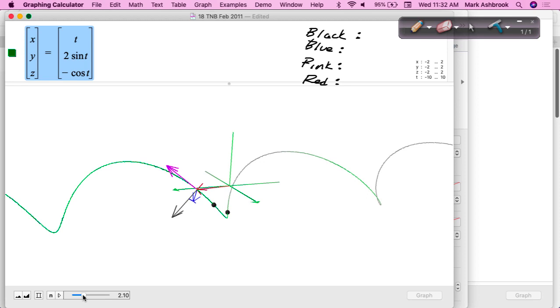See that? If you took a little teeny bit of curve and thought of that as a circle, there's a plane for that circle, right? And this is orthogonal to that plane. It's the plane that the curve is in at that moment.